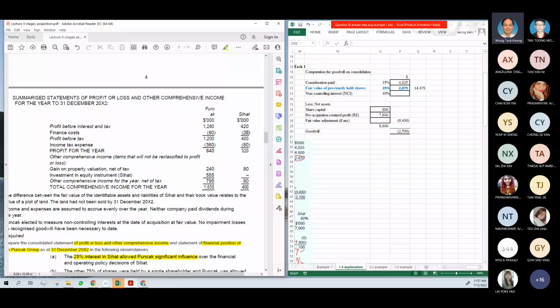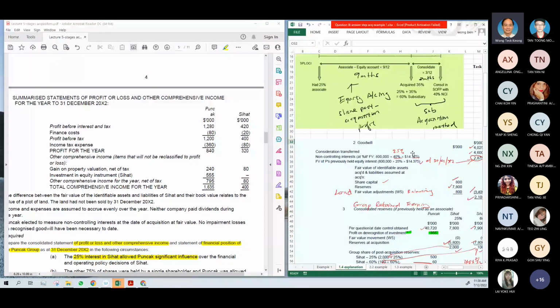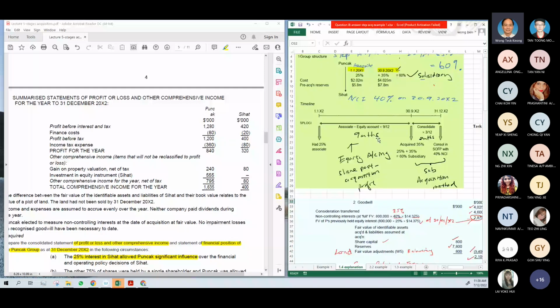So in terms of a timeline, you can see here, I draw here. 1st January X2, this is an associate, so equity account for 9 months of share of profit. From 30th September to 31st December, it becomes a subsidiary for 3 months. So using the subsidiary acquisition method, that's why from 30th September, we compute the goodwill.